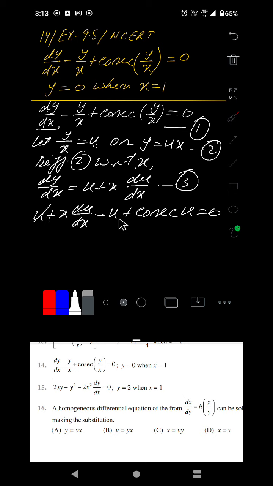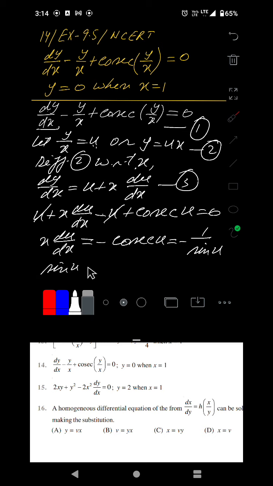Here positive u and negative u are cancelled with each other, and we are left with x du upon dx plus cosec u. Now transposing cosec u to right hand side, we have x du upon dx is equal to minus cosec u, which may also be written as minus 1 upon sine u, because reciprocal of cosec is sine. Now transposing sine u to left hand side and dx to right hand side, we have sine u du is equal to minus 1 over x dx. Now let it be equation number 4.